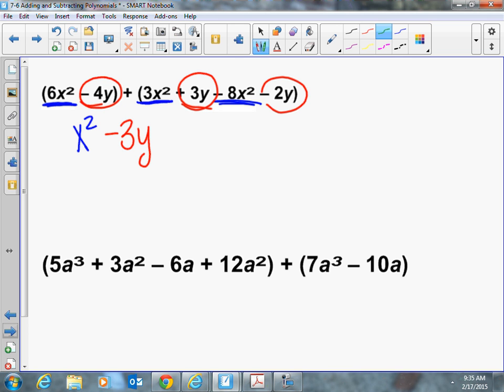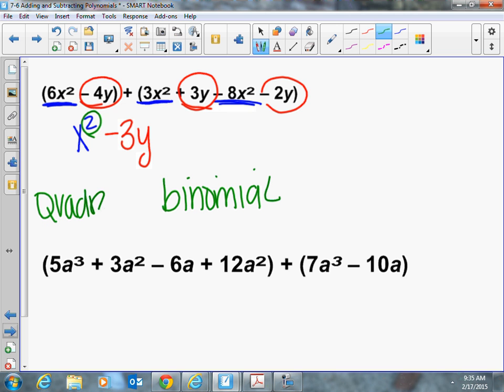Now let's name this. It's written in standard form because I have my largest exponent going first. How many terms are there? 2. So this is a binomial. What's the largest exponent? A 2. So what do we call that? Quadratic. This is a quadratic binomial with a leading coefficient of what? Leading coefficient of 1, the number in front of this x squared.